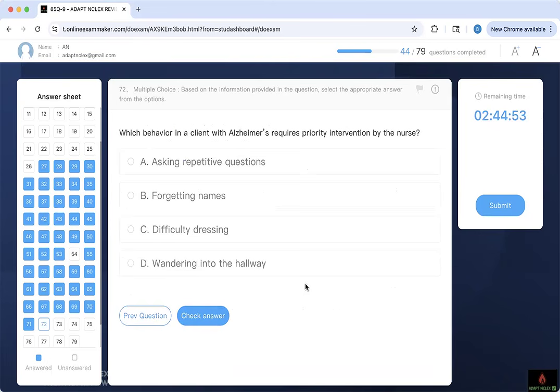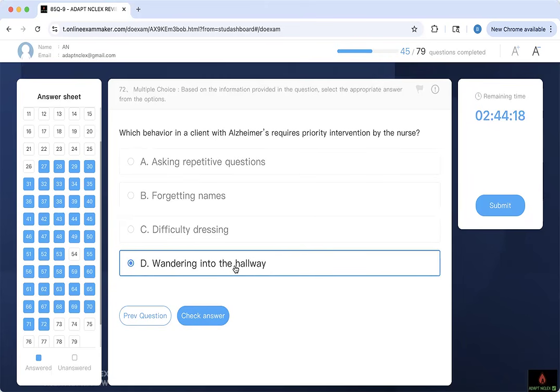Which behavior in a client with Alzheimer's requires priority intervention by the nurse? That means the behavior indicates something bad is happening. That's the concept. Look at the answer choices and see if something is bad. Asking repetitive questions. Does that mean something is bad? Forgetting names. Does that mean something is bad? Difficulty dressing. Does that mean something is bad? When they're wandering, does that mean something is bad? Which one should concern you? I know you know the right answer. If they're wandering, something is bad.